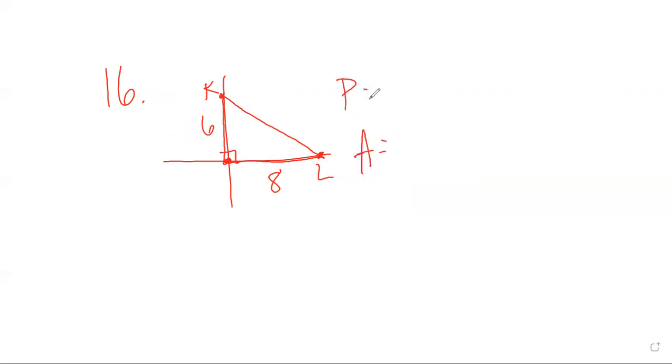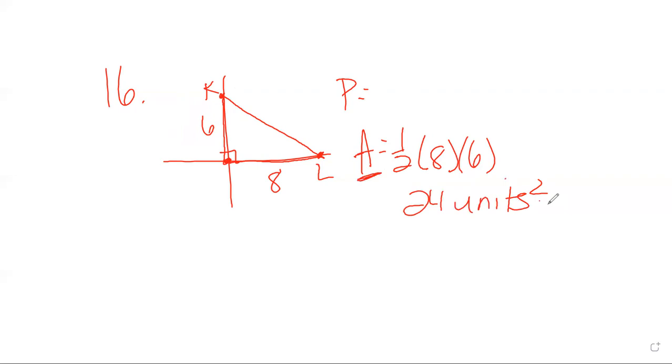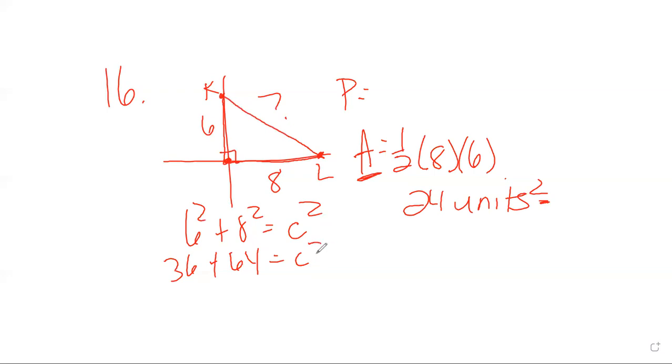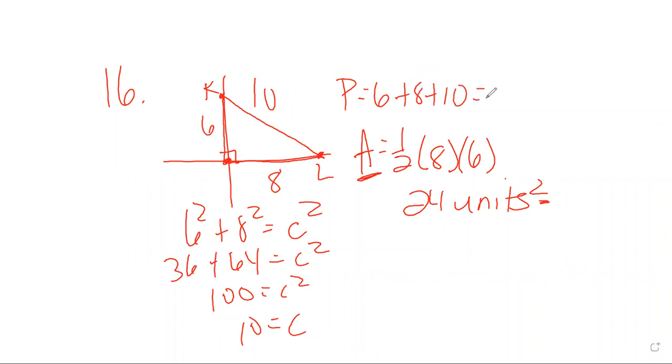It asks us to find the perimeter and the area. Well, the area is not a problem because we already have one half base times the height, so one half times 8 times 6 is 24 units squared, because area is squared. Then for the perimeter, I need to find this length here. So we'll go 6 squared plus 8 squared equals c squared. 36 plus 64 equals c squared. 100 equals c squared. 10 equals c. So this is 10. Now to find the perimeter, we'll go 6 plus 8 plus 10, which is 14 plus 10, 24 units. Go figure.